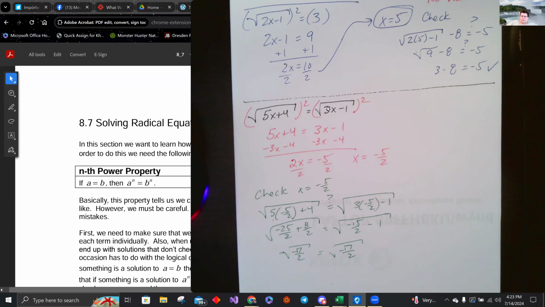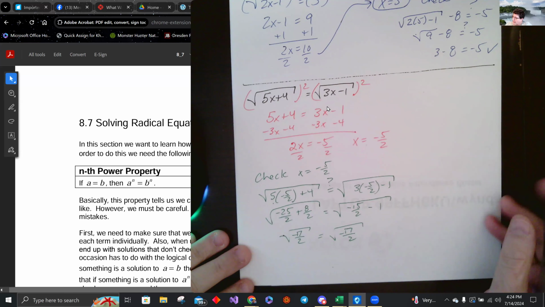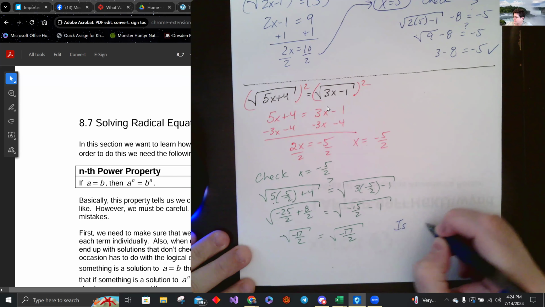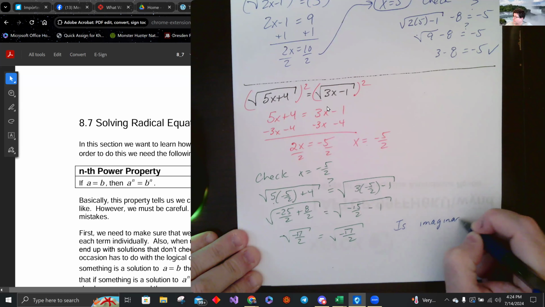All right, so now whether or not this is allowed boils down to: is an imaginary number appropriate for the problem?